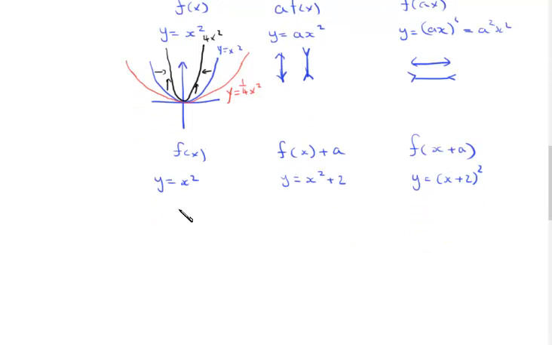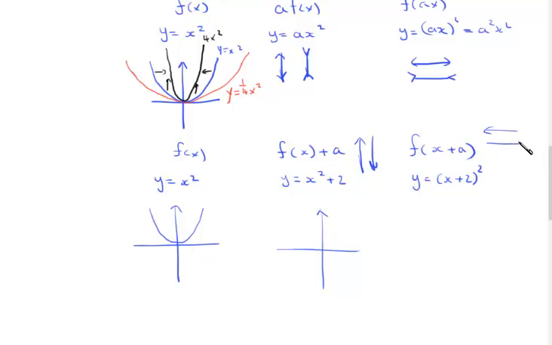Okay, so what does this do? Well, that's the original. If it's on the outside, this is a vertical move, up or down. If it's on the inside, it's moving to the left or to the right. All right, so on the outside, if it's 2, then you move up by 2. If it's negative 2, then you move down by 2.